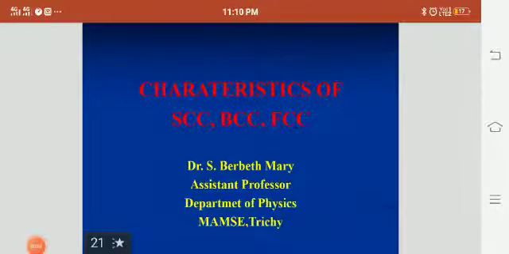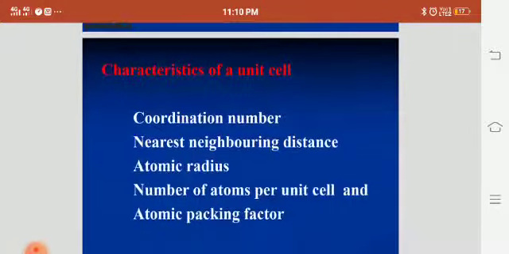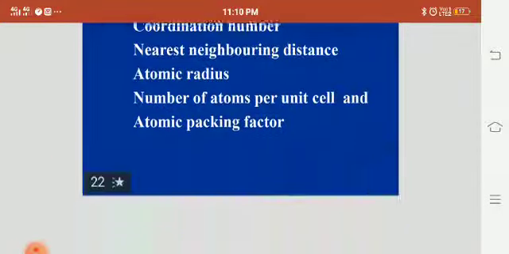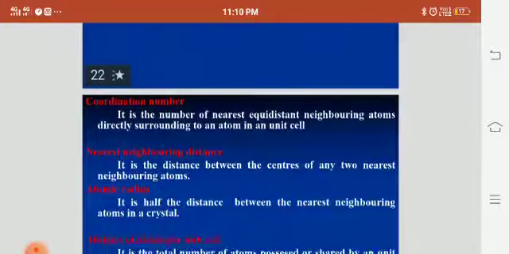Good morning to all. The topic which we are going to discuss is characteristics of simple cubic structure, body-centered cubic structure and face-centered cubic structure. First we will see what the characteristics of a unit cell are. The characteristics of unit cell are coordination number, nearest neighboring distance, atomic radius, number of atoms per unit cell and atomic packing factor. We'll discuss one by one.